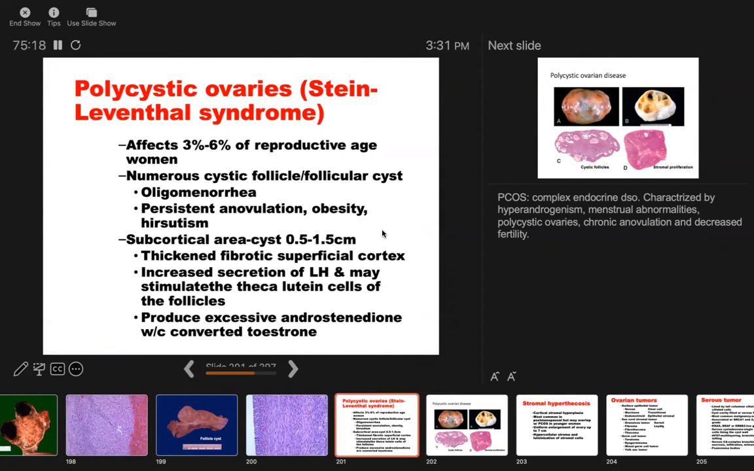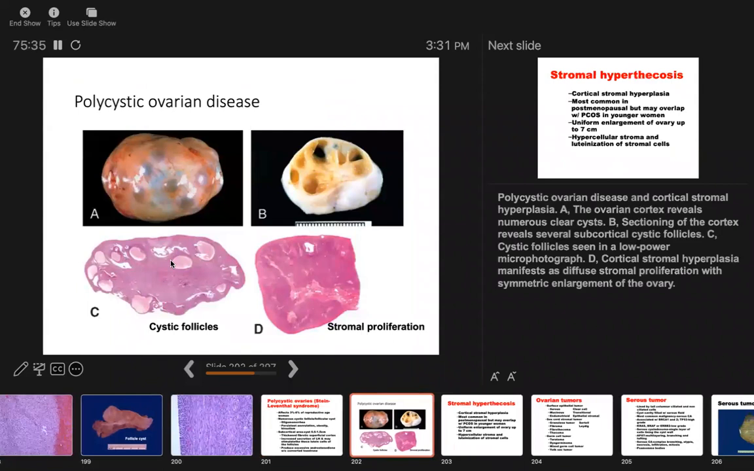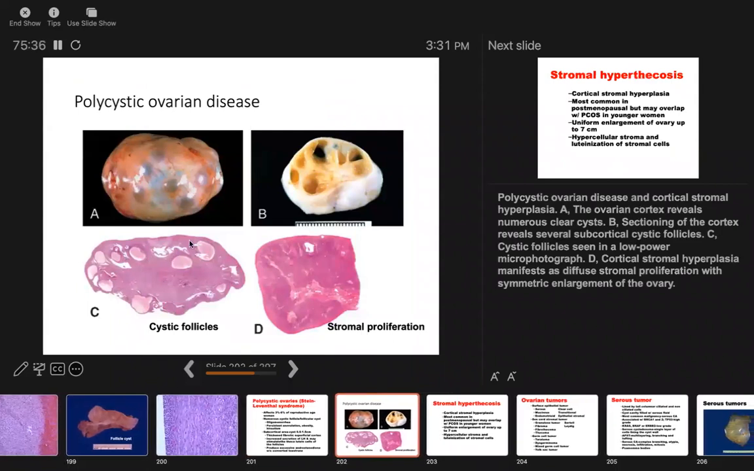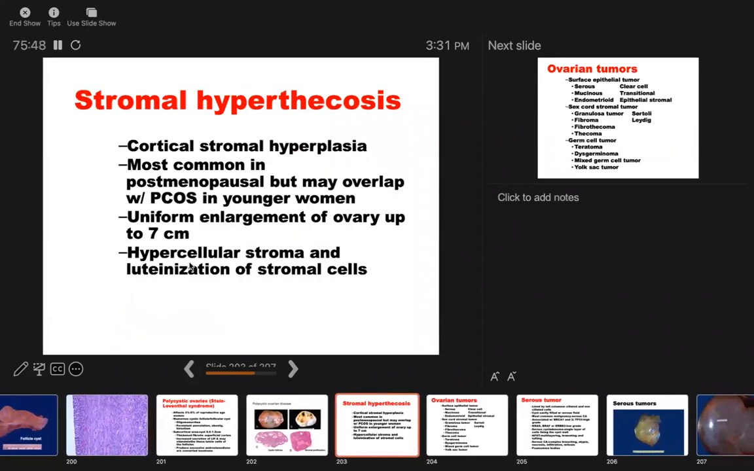Hyperandrogenism, menstrual abnormalities, polycystic ovaries, anovulation, and fertility. This is formerly called Stein-Leventhal syndrome. In relation to our topic, take note, subcortical area. So that's the classic location. It is in the subcortical area. You see numerous cystic follicles. Sometimes it may be accompanied by stromal hyperthecosis, which is also called cortical stromal hyperplasia, often seen in postmenopausal women.